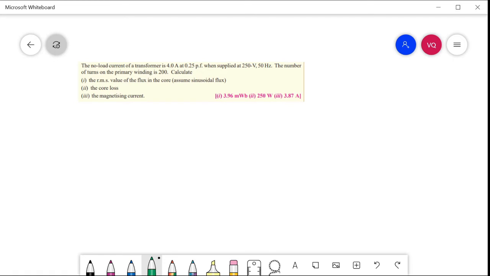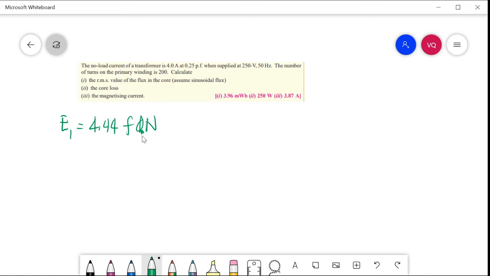Our formula for primary voltage and secondary voltage: E1 is equal to 4.44 from our generated voltage formula, E1 is equal to 4.44 F, flux, multiplied by the number of turns. So for the flux, since our formula is in maximum, and we are required to solve for the RMS value.